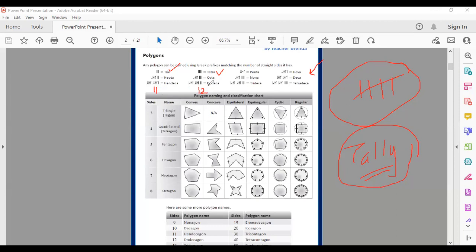So dodeca is 12. Nice name for your children. Next time you have kids, call them. Tri-deca, come here. Tetradeca, go there. Nona, go cook chicken rice. Octa, go fry fish. Then you will remember all your maths.